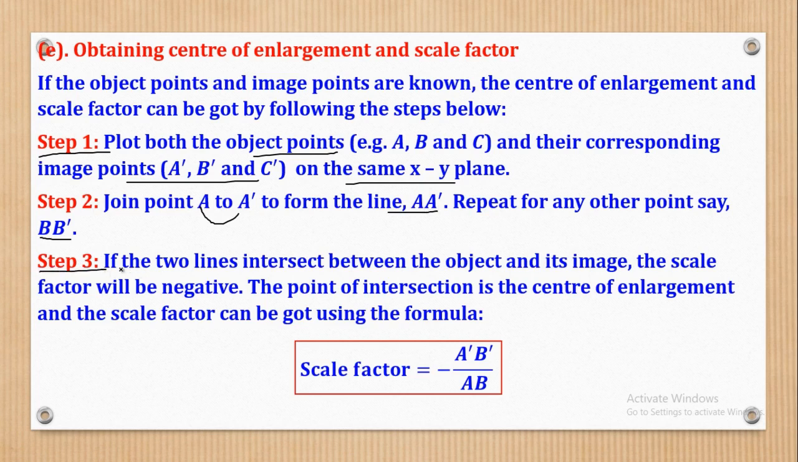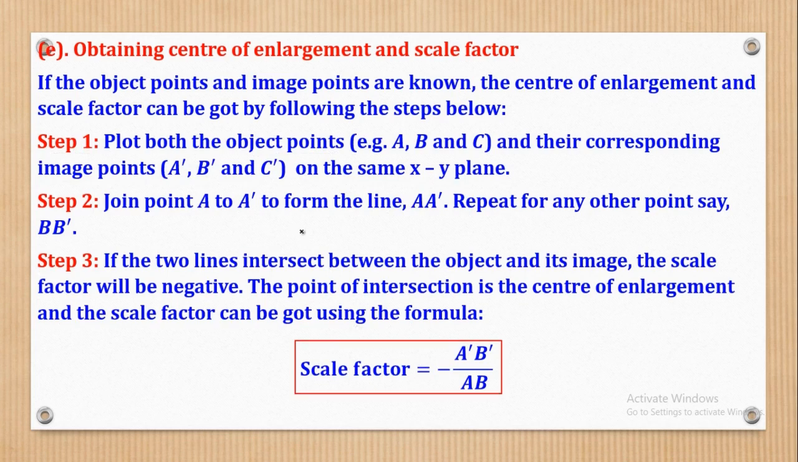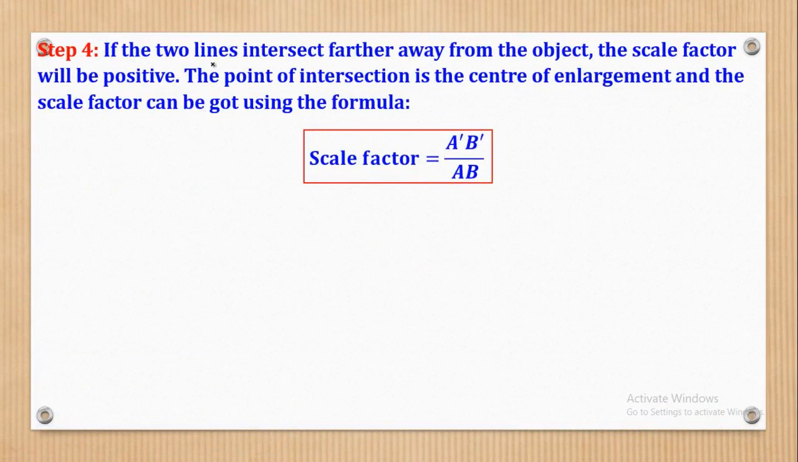Then step 3, if the two lines intersect between the object and its image, the scale factor will be negative, and the point of intersection is the center of enlargement. The scale factor is calculated from the formula: scale factor is equal to the length of a side of the image to the length of a side of the object, but remember there has to be a negative here, that is if the intersection is in between the object and image. But what if it is not? If the two lines intersect further away from the object, the scale factor will be positive. Therefore the point of intersection is the center of enlargement, and the scale factor is calculated from this same formula, only that this is now positive.